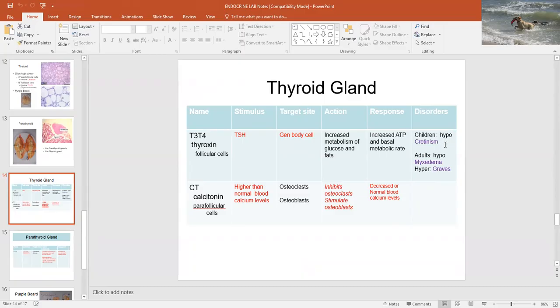It's hypo. Myxedema is definitely hypo, because that's a very slowing down of your metabolic process, and hyper secretion is Graves' disease. Excuse me.